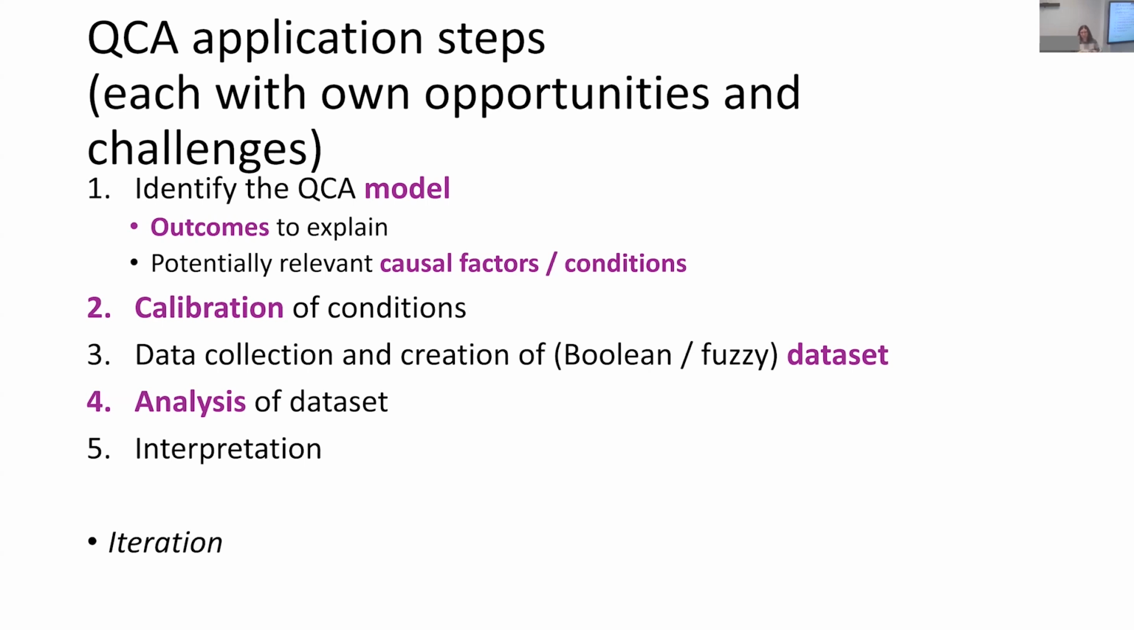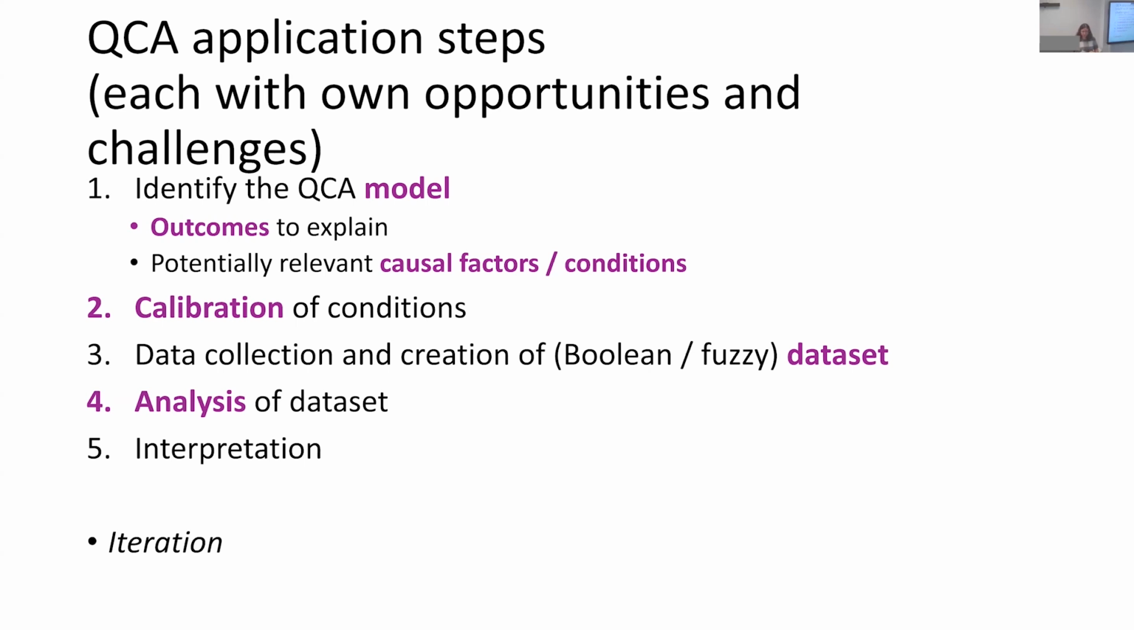The first step is to identify the model and the outcomes to explain. This is one of the first challenges: when you have too many outcomes, which is not a good situation, because it means you have to repeat the same analysis for every outcome. And sometimes this clashes with budget and resource constraints.